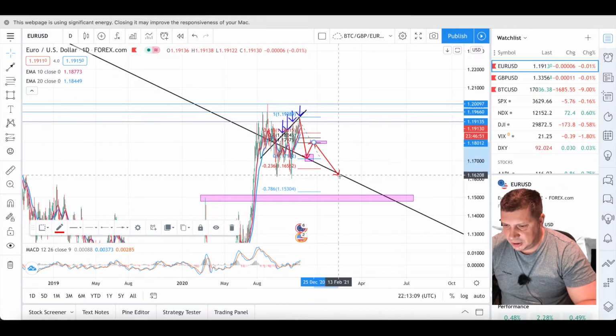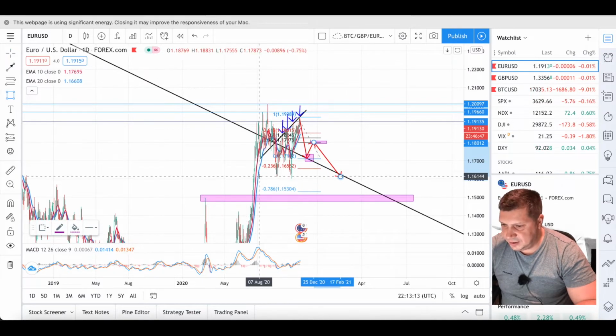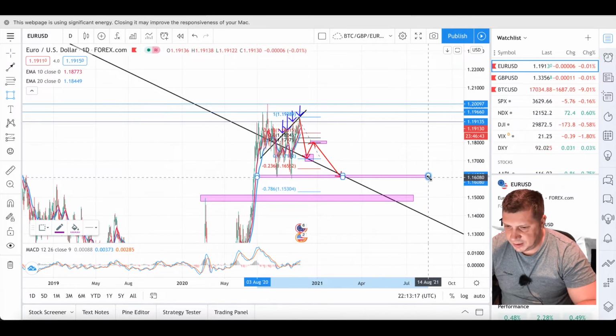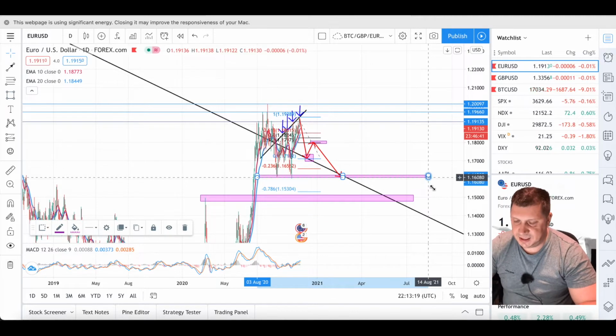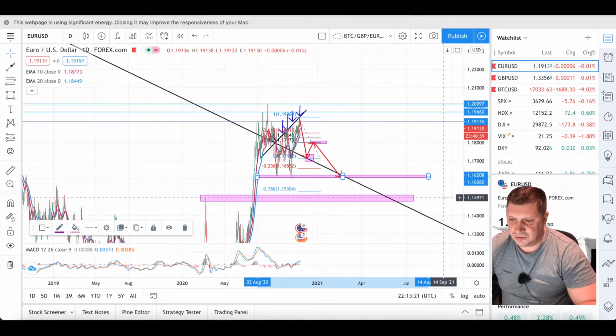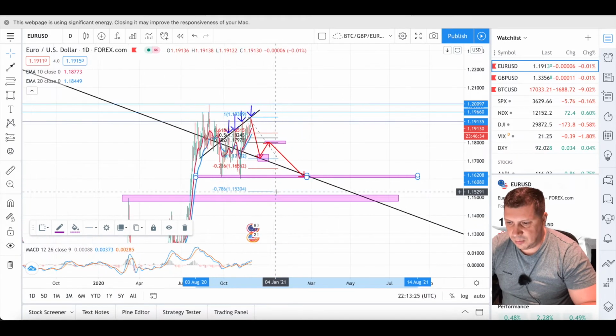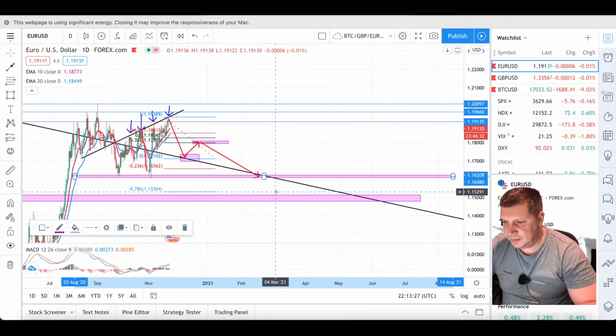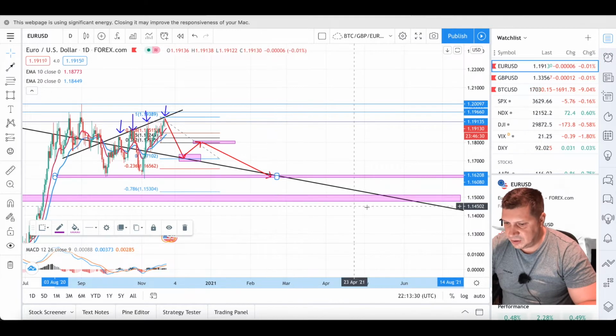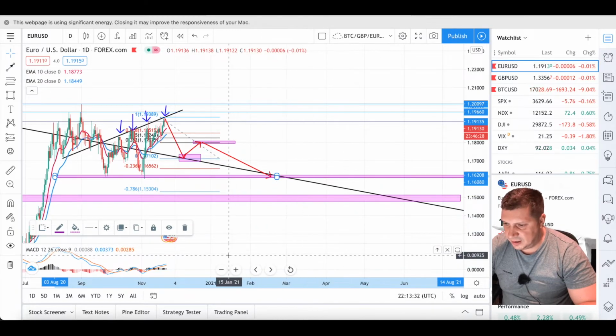And it will actually go probably like this, because we have another very good support in this area around 116. So this is also a very important level for us. So you see how the market does, right? Let me make it like this. So we still have some time.